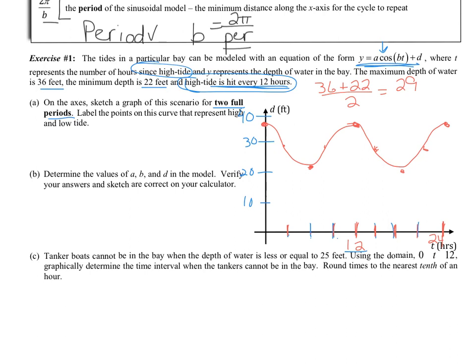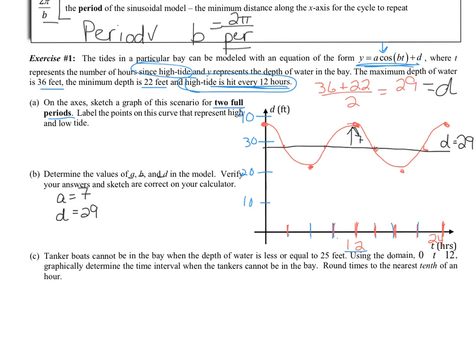So from here, now that we have a graph, we're going to determine the values of A, B, and D in the model. My midline, right, is the D value. My amplitude, so from that D equals 29 up to the top, 36 minus 29 is 7. Right, so A equals 7, D equals 29, we already see.